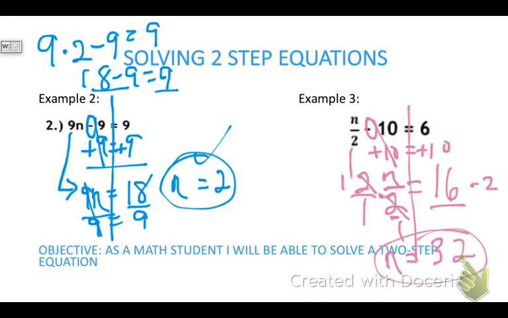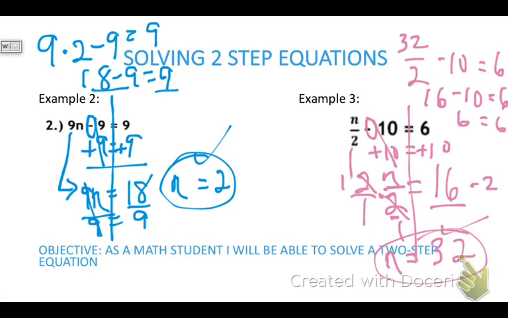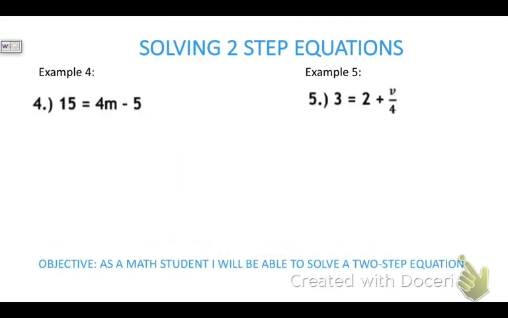That's our solution. Let's see if it works. Does 32 divided by 2 minus 10 equal 6? 32 divided by 2 is 16. Does 16 minus 10 equal 6? Yes, it does. There we go, ladies and gentlemen. It works. That is our solution. Congratulations. Here we go. Let's keep moving.